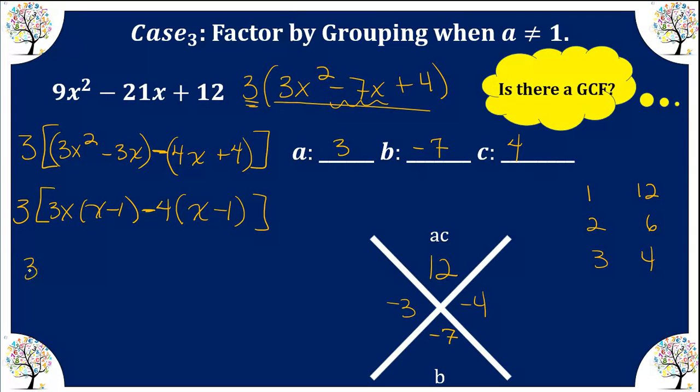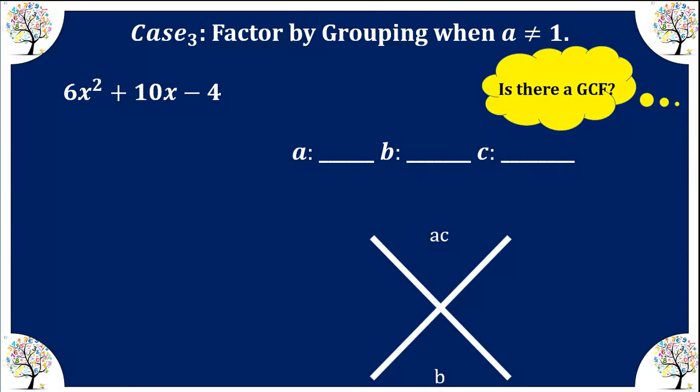Bring down your GCF. Create your first binomial factor of 3x minus 4. And your other binomial factor is x minus 1. So again, we have 3 factors. Let's do one more.